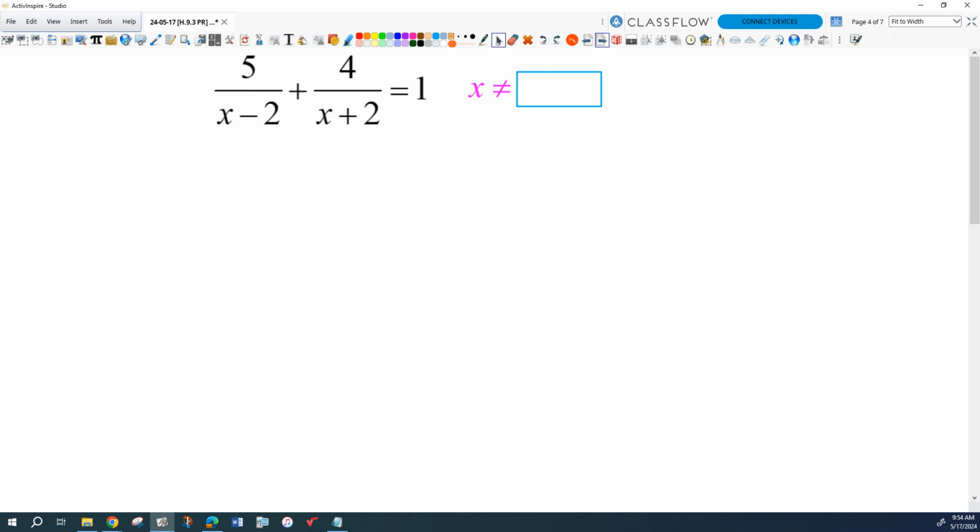In the process of clearing fractions, though, we might end up getting some solutions that are not allowed, right? Why would we have to exclude values of x here in the first place? Because the denominator goes to 0. Yeah, because you can't divide by 0, right?